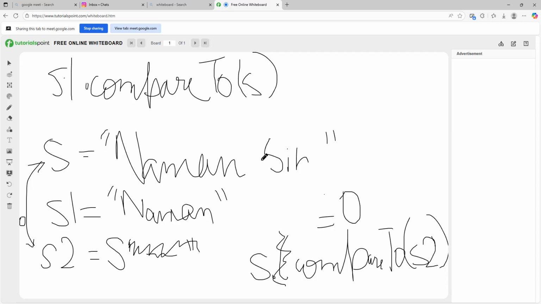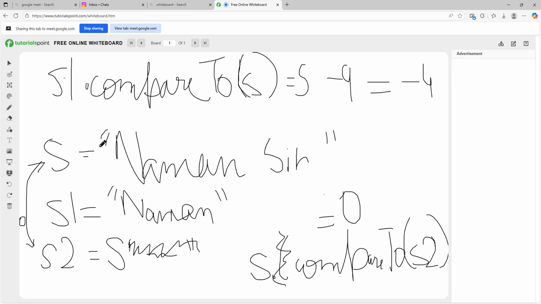So would it be 4? Is it plus 4 or negative 4? It is negative 4. It will take s1.length minus s.length. The length of this is 5, the length of this is 9. So 5 minus 9 equals negative 4.